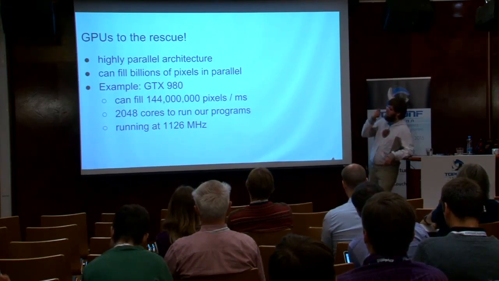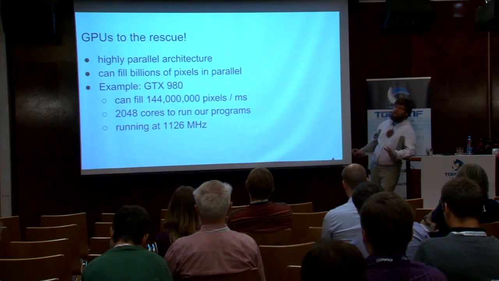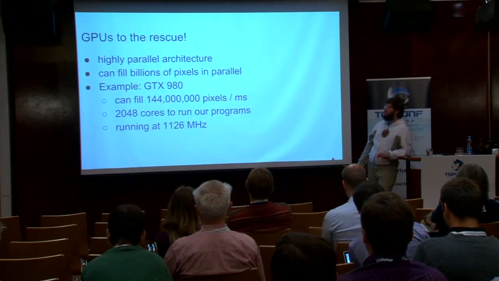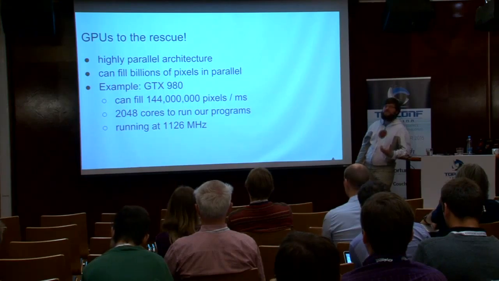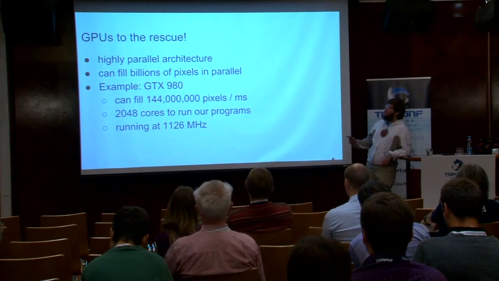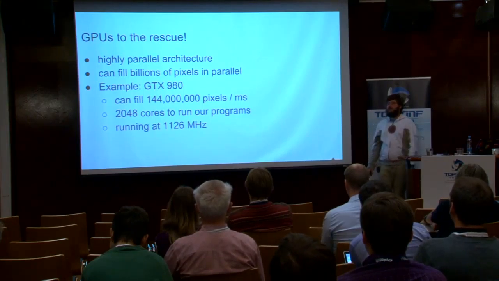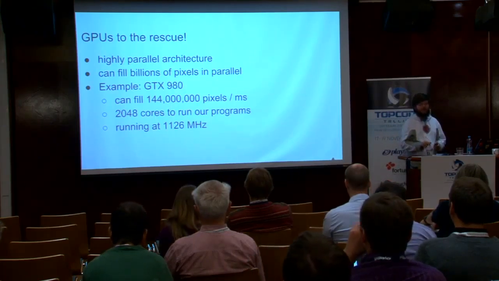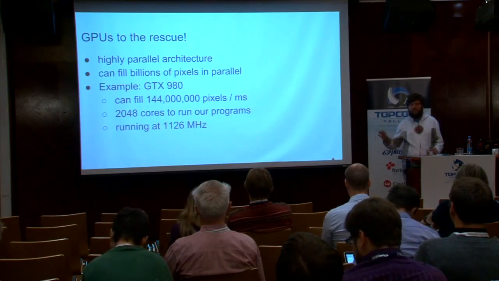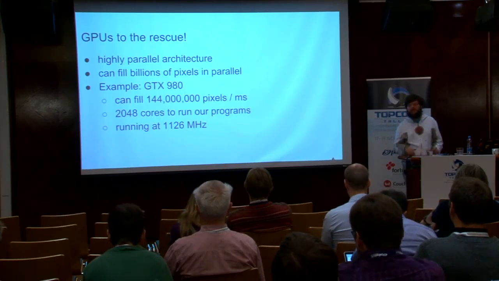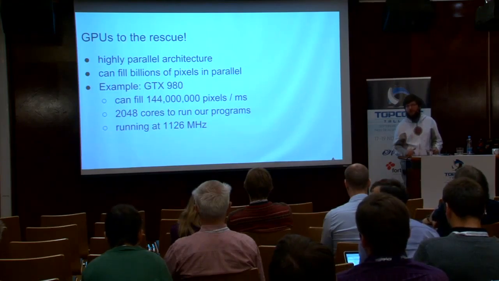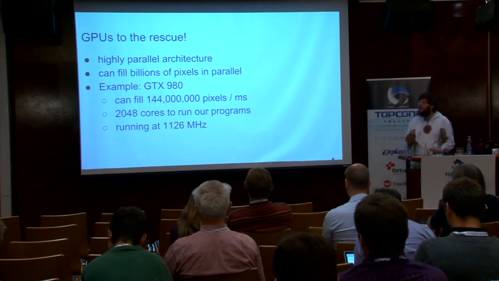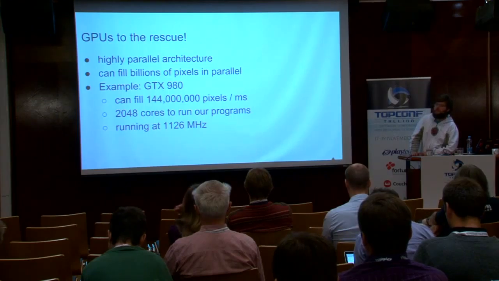Take the GTX 980, which admittedly is a pretty recent and powerful graphics card, but just to see how much excess power this thing has, it can fill 144 million pixels per millisecond. That's this magical texture fill rate. It's not quite as simple as that, but it's the best number I could pull out of my head. That's just filling texture pixels, making things colorful, but there's a bit more work on top of that, so it's not that great, but still, it can fill tons of pixels in one go.